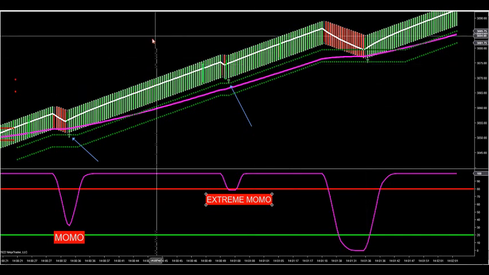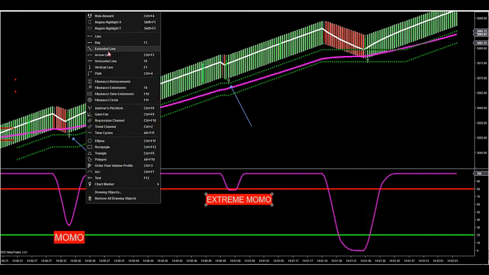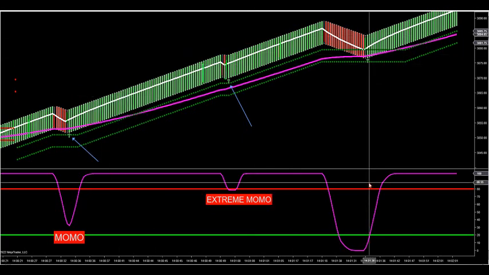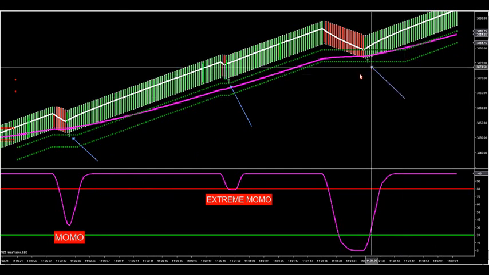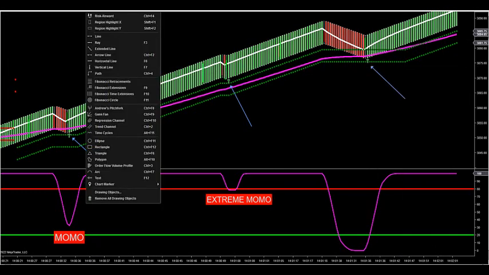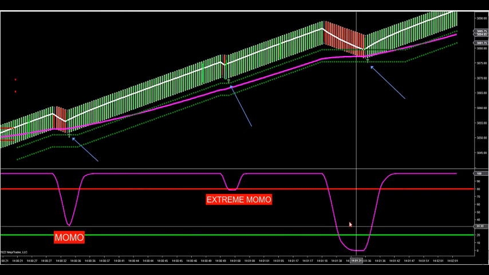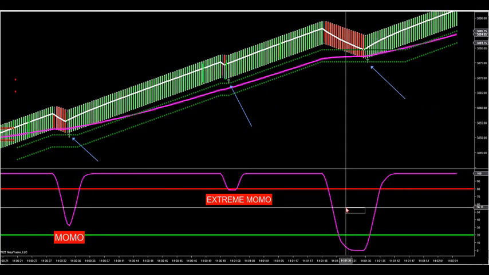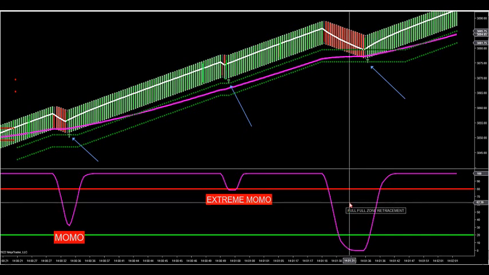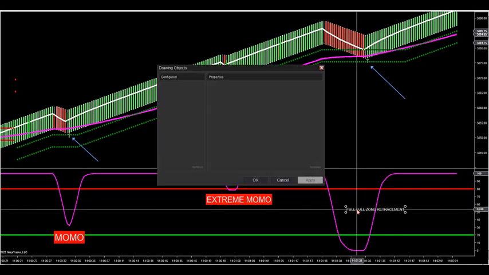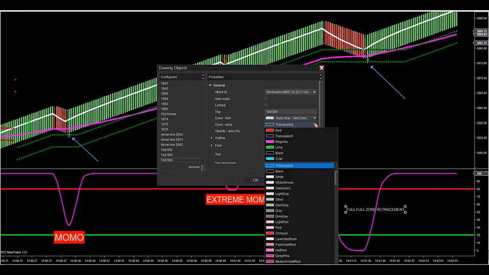On a reversal here for another possible entry. This is called an FZR, a full retracement or full zone retracement. It's called a full zone because now the oscillator below has gone below 20 and the green ATR says we only like to buy retracements. So that would be what's called a full zone retracement.